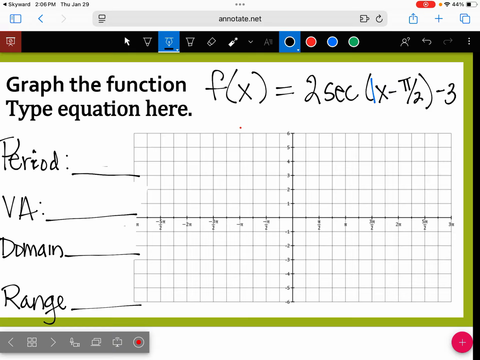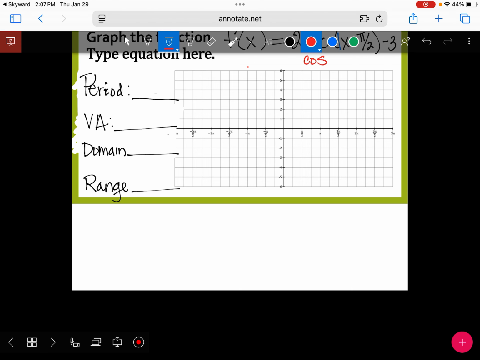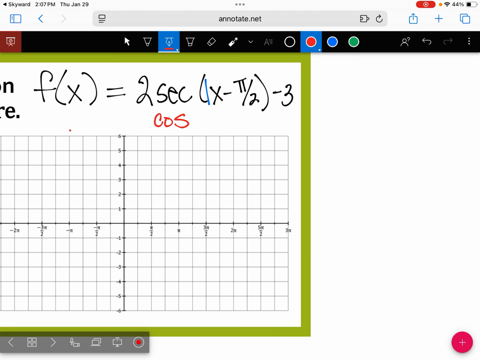Okay. First things first. This is secant. Does secant start at the top or the middle? Who says top? Who says middle? Who is secant's sister? Cosine. So it's going to follow the lead of cosine. So let me ask you again. Cosine, where does cosine start? So the pattern that I'm going to use is top, midline, bottom, midline, top.